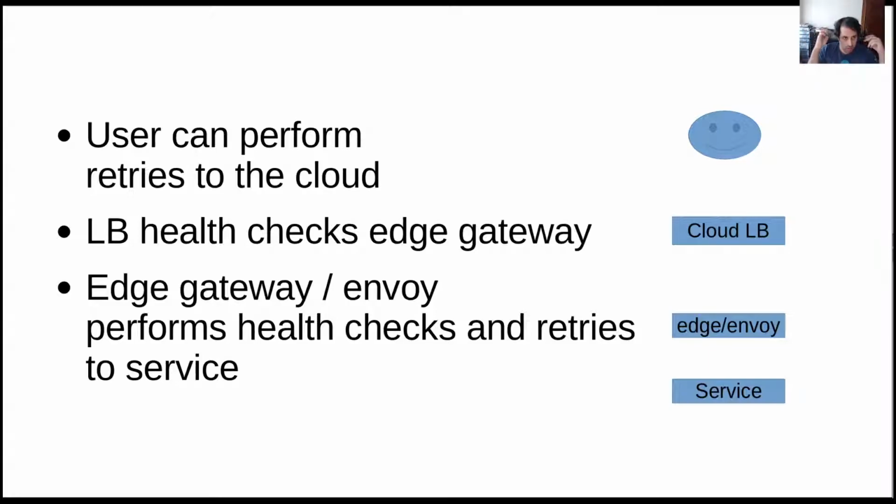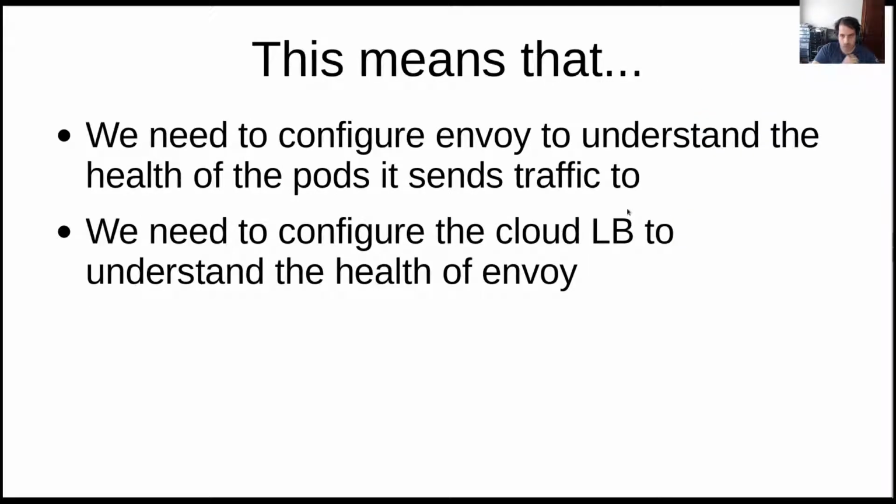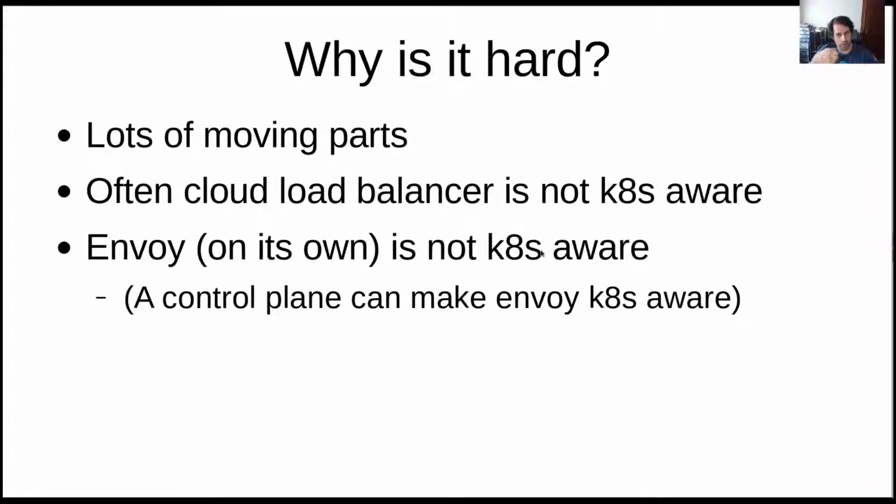Now I'm going to go into a bit more detail, and I'm going to show a common anti-pattern, and then what we can do to make it right. Essentially, we need to make sure that each layer understands the health status of the layer below it. So we need to configure Envoy with health checks to understand the health state of the pods that it sends traffic to, and we need to configure the load balancer with health checks to understand the health of those Envoy instances that it sends traffic to.